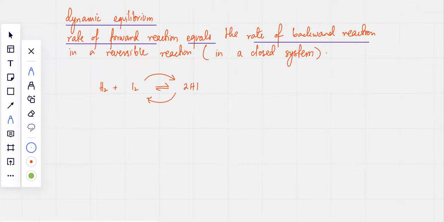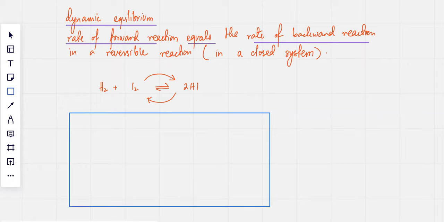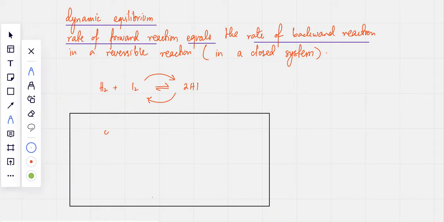So if I want to explain this, which you probably already know most of it. If I have a container, remember, reactions are not always at equilibrium. They always achieve equilibrium. So I've got a bunch of H2 molecules, and a bunch of I2 molecules. Let's say the green ones are I2 molecules. I've added H2 and I2 in a container. Initially it's not going to be at equilibrium, because initially only the forward reaction is going to take place, because there is no HI.